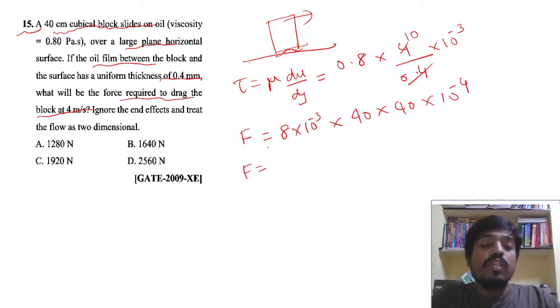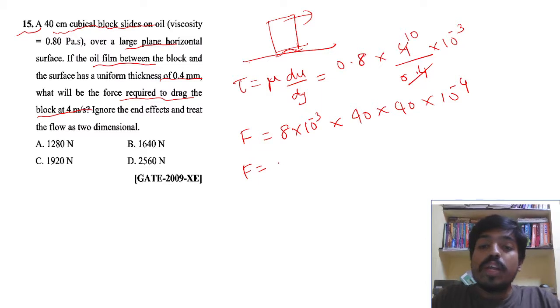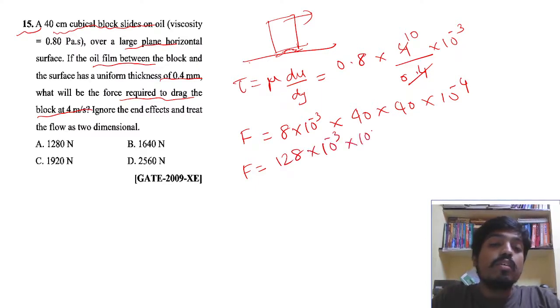So F is equal to 8 into 4 into 4, which is 128 into 10 to the power of minus 3 into 10 to the power of 2 into 10 to the power of minus 4.